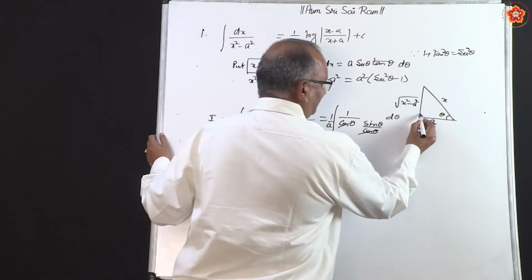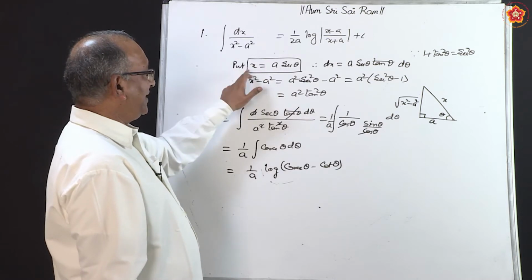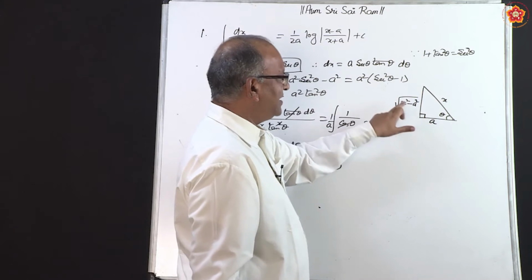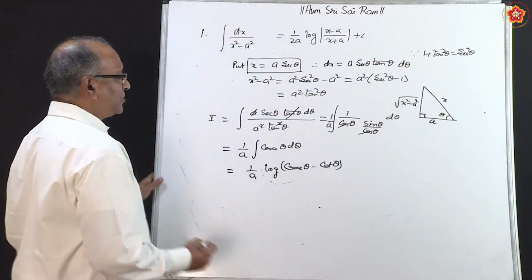What happens if we draw the triangle in this way? Sec theta is x upon a. X upon a means hypotenuse by base. Hypotenuse is x, base is a. So, the third side is under root of x square minus a square. Now, you can write what is cosec theta.